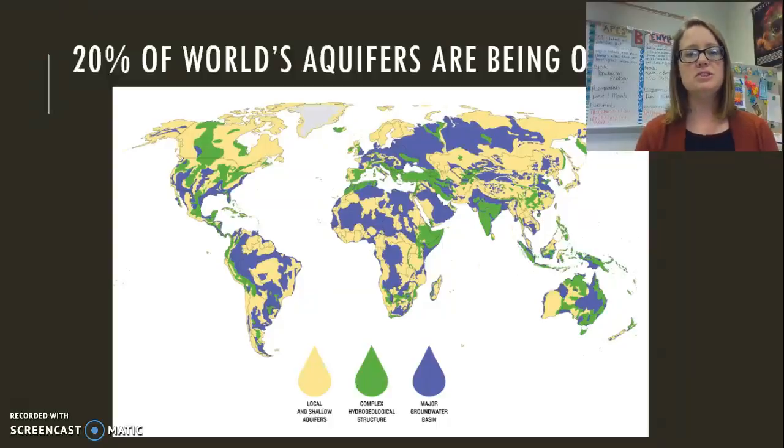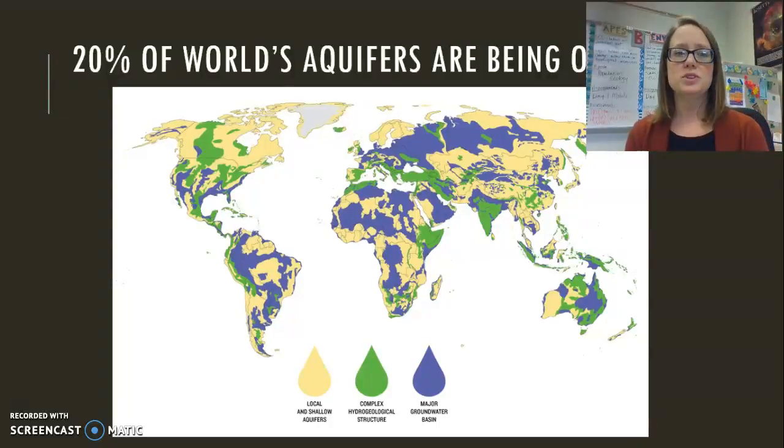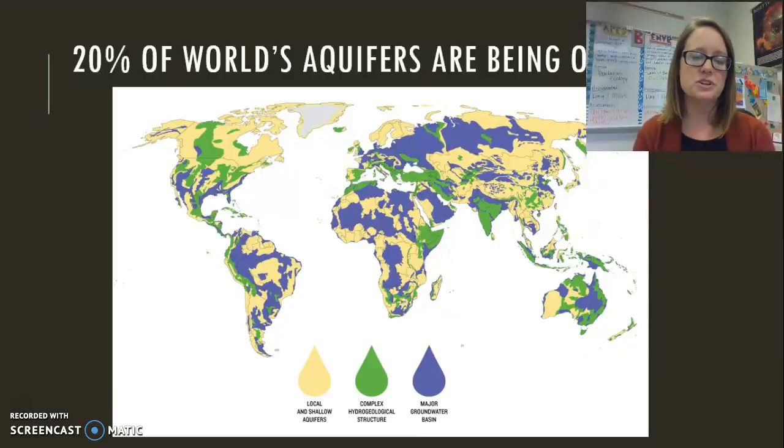All right, so I mentioned groundwater as being a source of water. Unfortunately, because we are starting to depend more and more on groundwater, 20% of our aquifers have been overpumped. So you can see the color code there. The blue are some major groundwater basins. The green are this complex hydrogeological structure, so that means it's a little bit harder to withdraw groundwater. And the tan areas are local or shallow aquifers, meaning you're not going to have a very large supply. So the blue areas are areas where we have plenty of water.